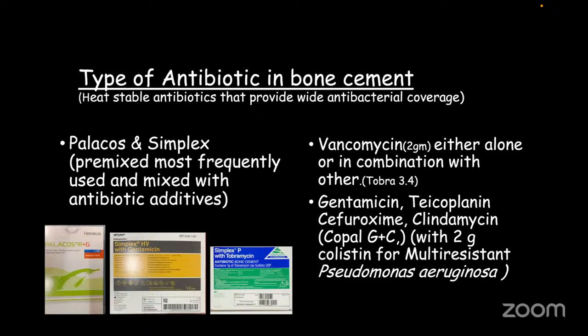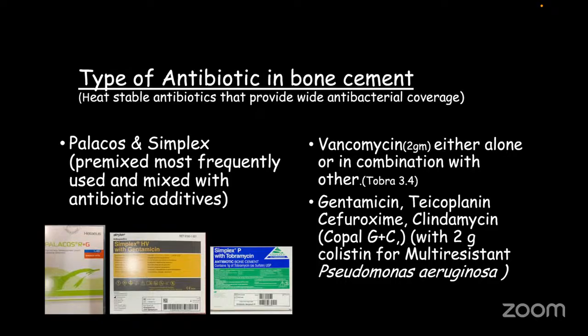Palacos and Simplex have this. Simplex also comes with tobramycin antibiotics, where they can be used directly. What quantity? Vancomycin, 2 grams, either alone or in combination with tobramycin, 3.4 grams are usually used.